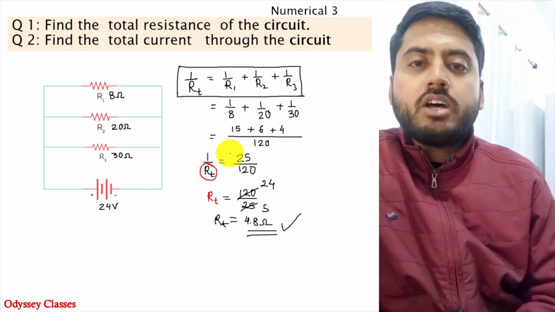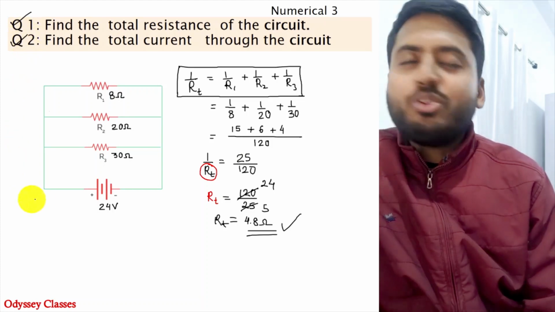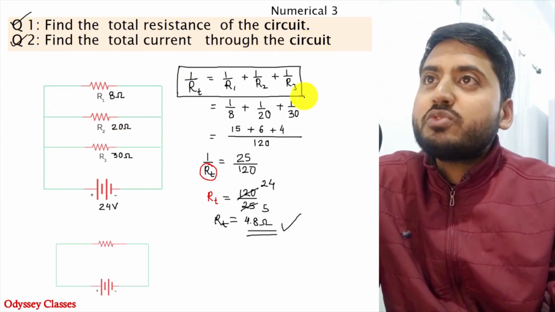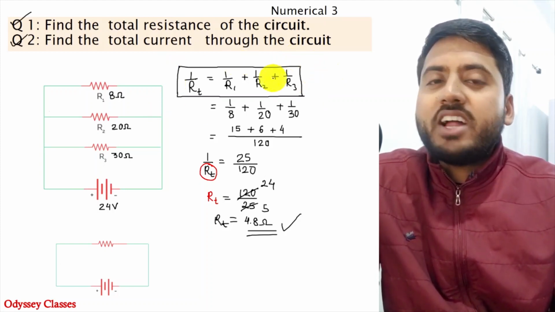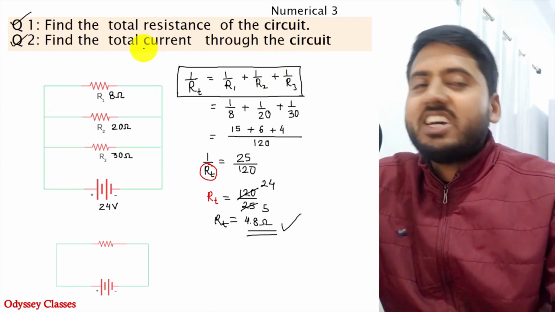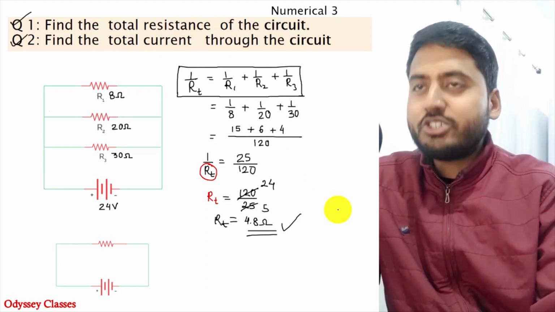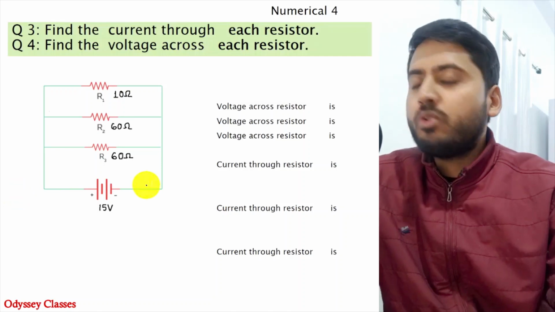And if you remember, I have told you we can solve question number 1 and 2 at any time, because we can apply this formula at any time and we can find the total resistance. And after this, we can find the total current in the circuit. So now let's move to the next question. And this is numerical number 4.